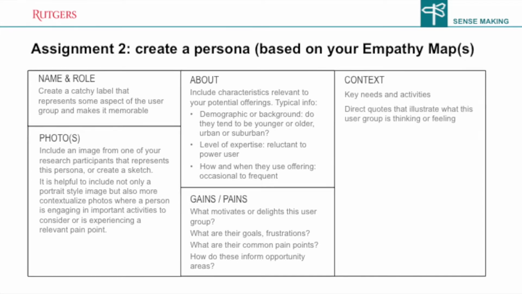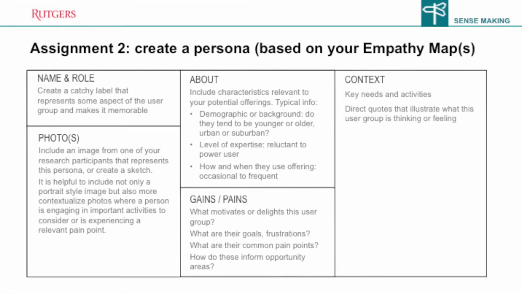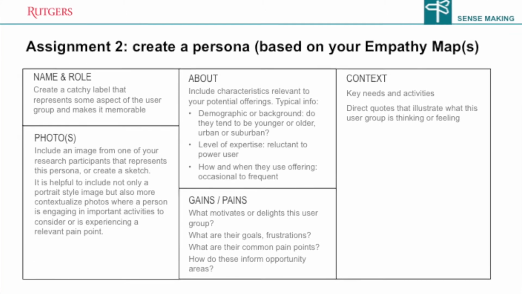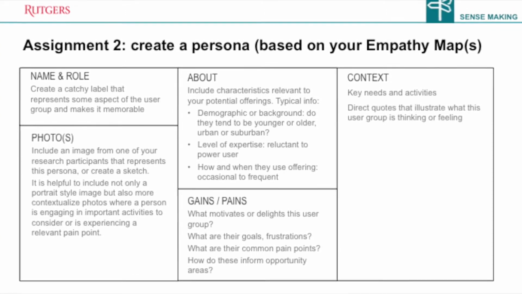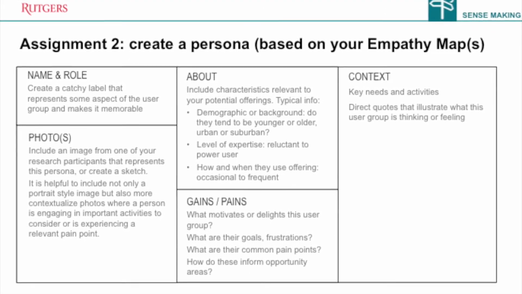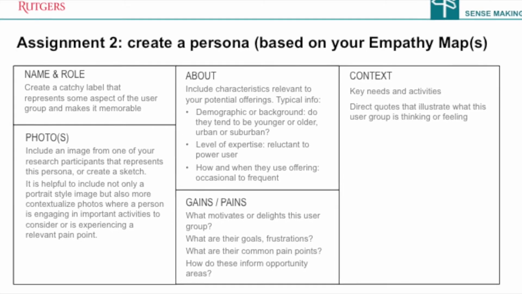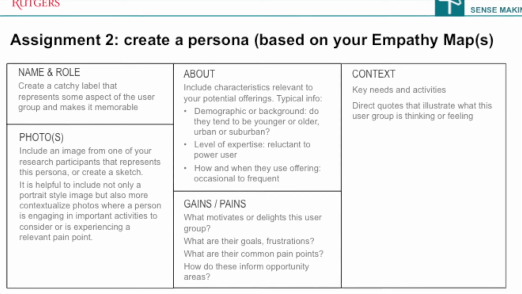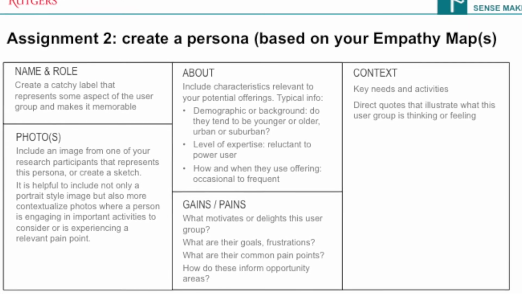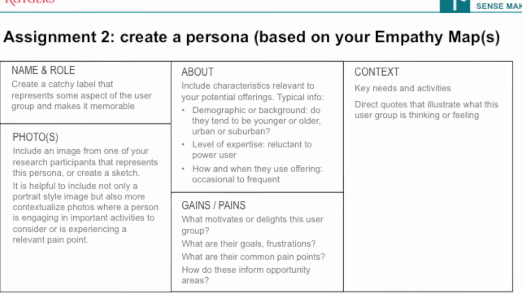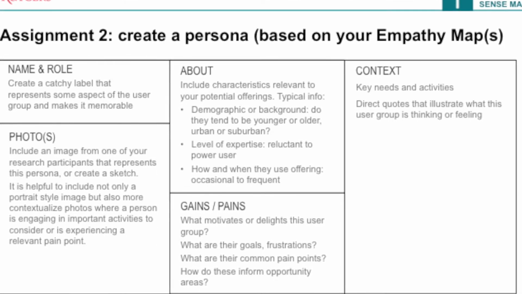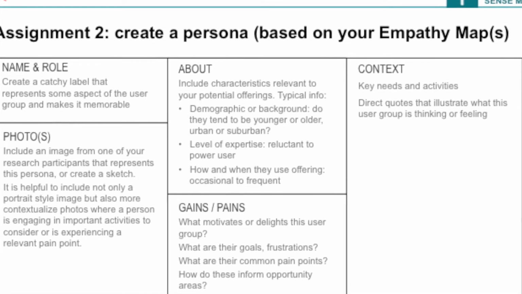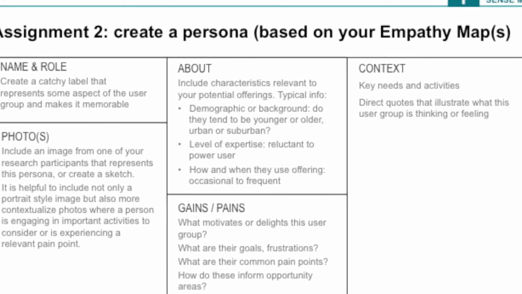The last area is context. So anything that helps the design team understand the context in which this person works, lives. Say something like wearables played a role both at home and at work. And so you might want to look at both of those elements as you think about building out your persona. So this includes key needs and activities relevant to that particular group, and any direct quotes that illustrate what they think or feel. You should be able to pull that from your empathy map.